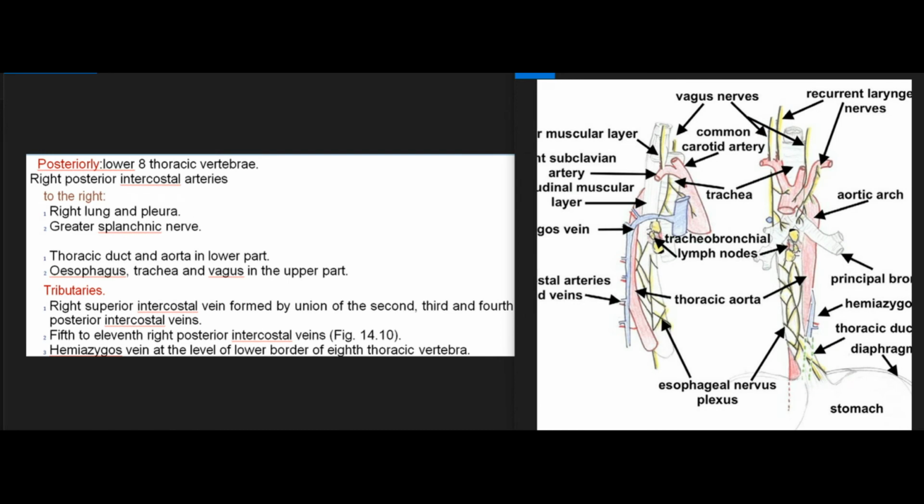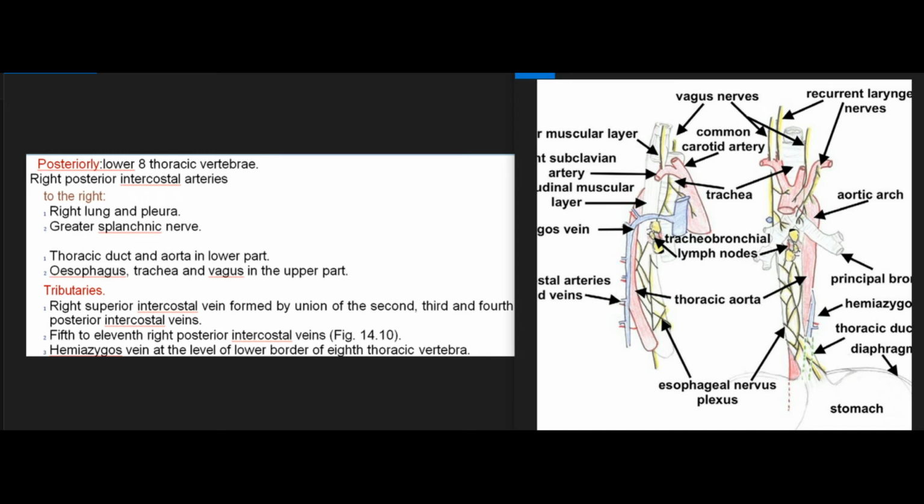Relations. Anteriorly: esophagus. Posteriorly: lower 8 thoracic vertebrae, right posterior intercostal arteries. To the right: right lung and pleura, and the greater splanchnic nerve. To the left: thoracic duct and aorta in the lower part; esophagus, trachea and vagus in the upper part.